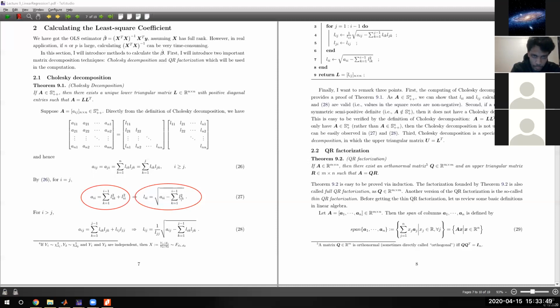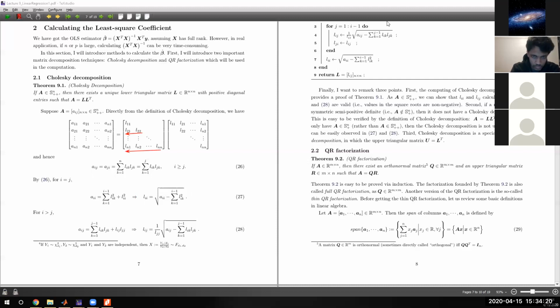The question is, I have L_ik here. In other words, in order to calculate L_ii, I need to know L_ik. You know what I mean? Suppose I want to calculate, for example, L22. I have to know L21 first. In order to calculate L_nn, I have to calculate all the things before. See the point? Because of what? Because of equation 27. Very simple.